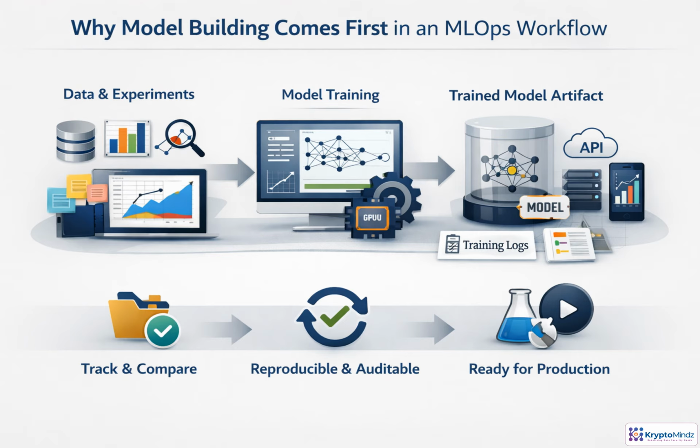In MLOps, deployment is not the starting point. The workflow begins when raw data and experiments become a trained model artifact. But that artifact is only useful if we also capture the recipe behind it: the data version, parameters, metrics, code, and environment. Tracking helps teams compare runs instead of relying on memory. Reproducibility makes failures easier to debug, results easier to audit, and improvements easier to repeat later.